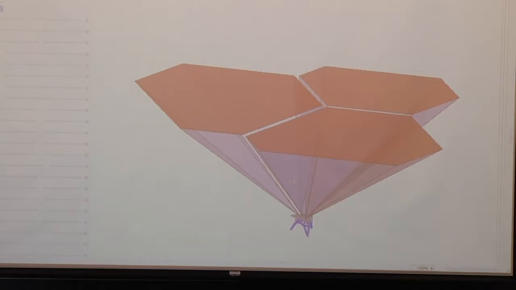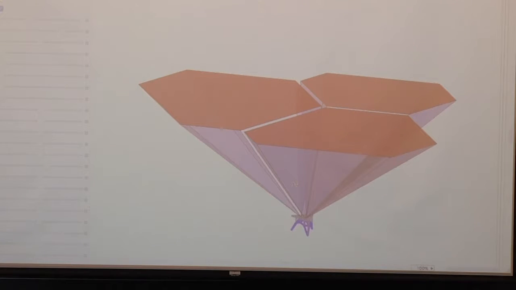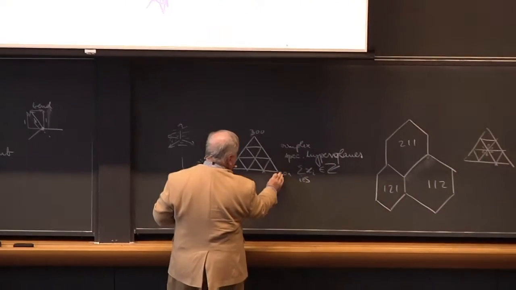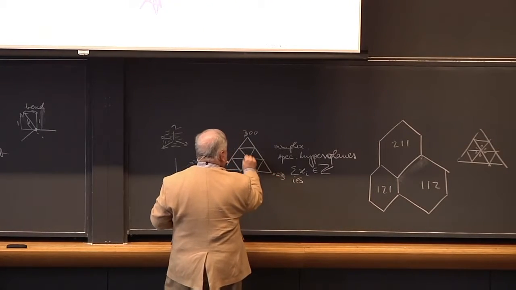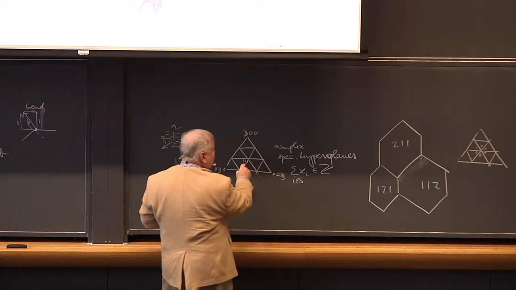So are you considering 2, 1, 1 as a weight? 2, 1, 1 is a coordinate of the vertex in the simplex. Yes, so if this is 3, 0, 0, and this is 0, 3, 0, then for this particular example, 0, 0, 3, this vertex would have coordinates 1, 1, 1.